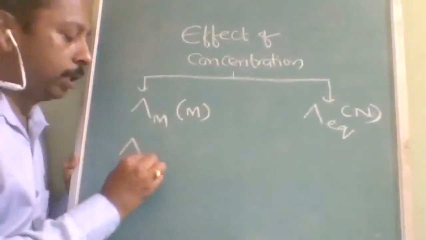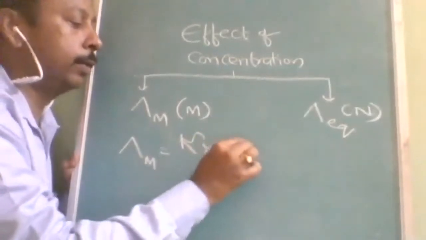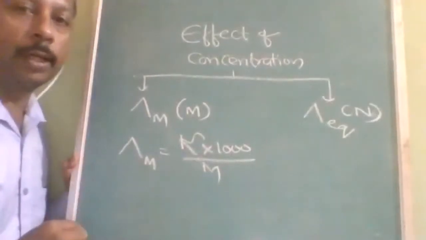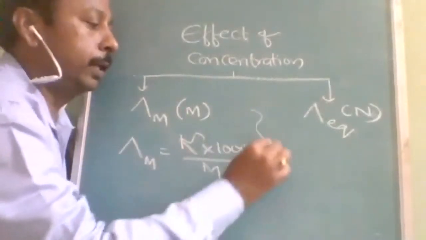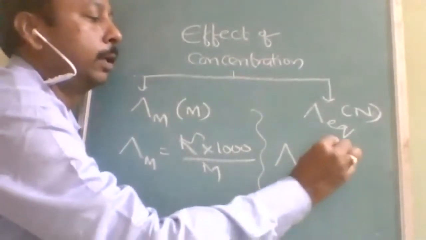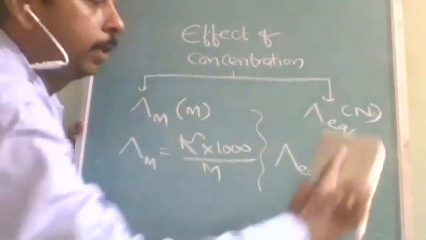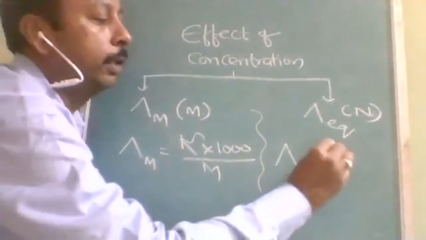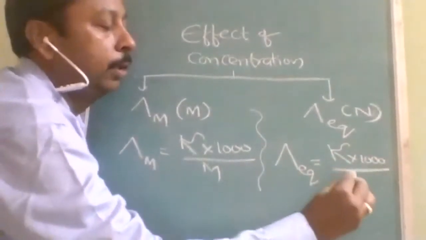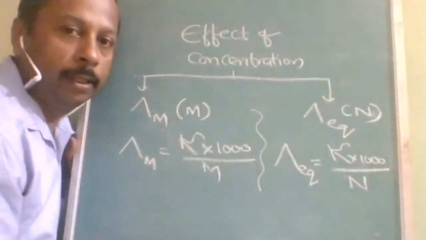Molar conductivity is equal to K into 1000 by molarity. This is the formula for molar conductivity. The second one is equivalent conductivity, lambda eq, which is equal to kappa into 1000 divided by normality. In place of molarity, it is going to be normality.